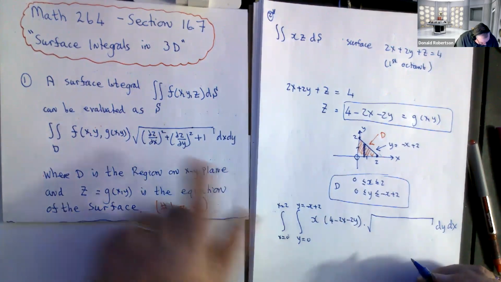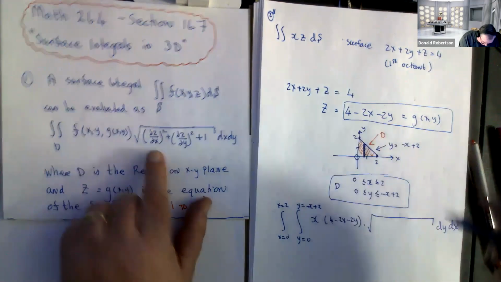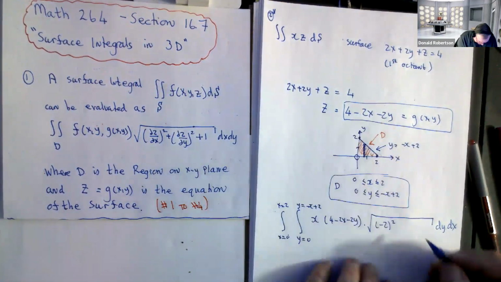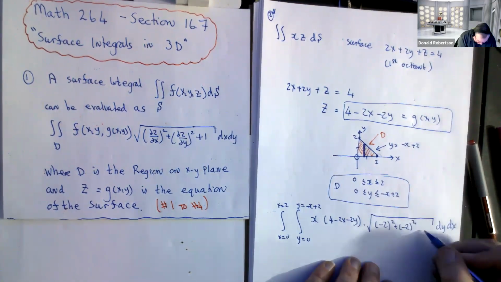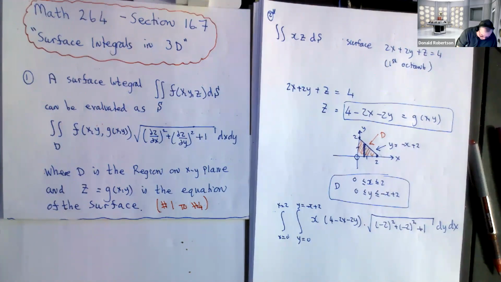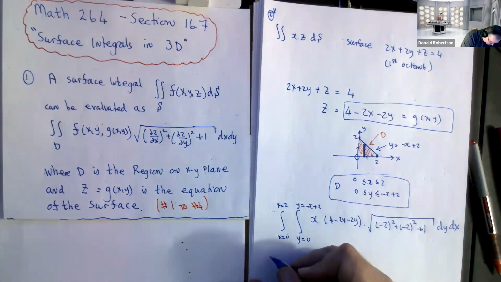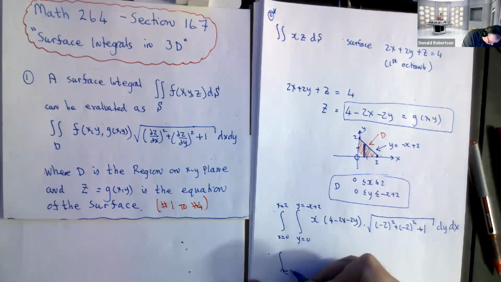And this guy is going to be the derivative of this guy with respect to x, which is what, -2, and then you square it. And this guy, derivative with y, and then you square it, plus 1. 4, 4, and 1 make 9, square root of 9 makes 3. So we now have this integral here.